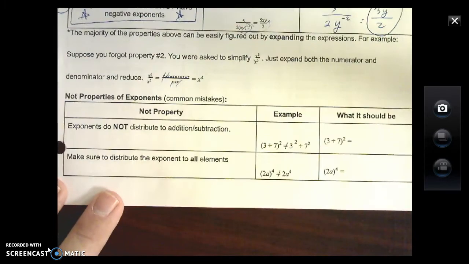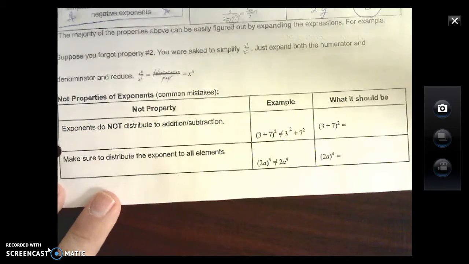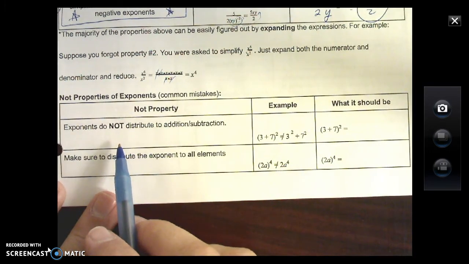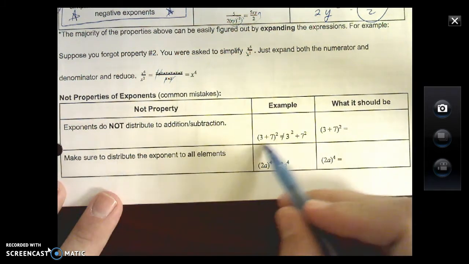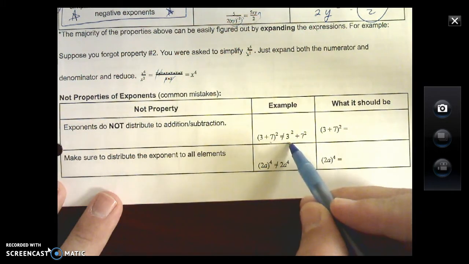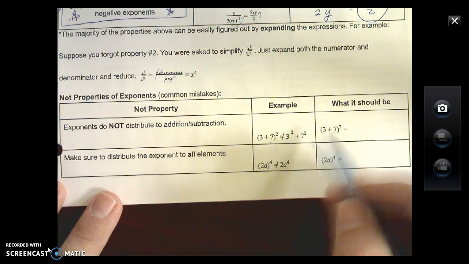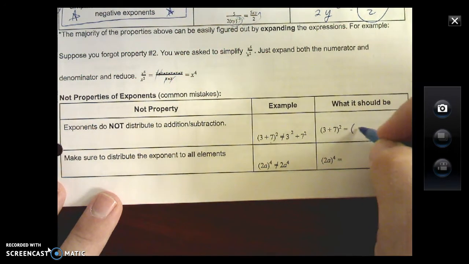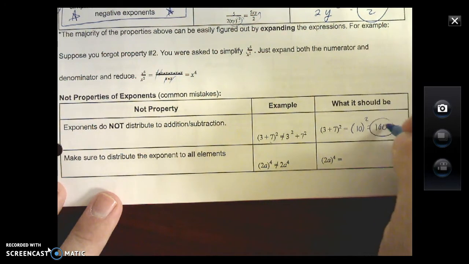Okay, some not properties of exponents. Common mistakes. What happens a lot of times. Exponents do not distribute to addition or subtraction. So if I have 3 plus 7 squared, that is not equal to 3 squared plus 7 squared. What we do first is order of operations. What's 3 plus 7? 10. Then we square it. 100. Okay?